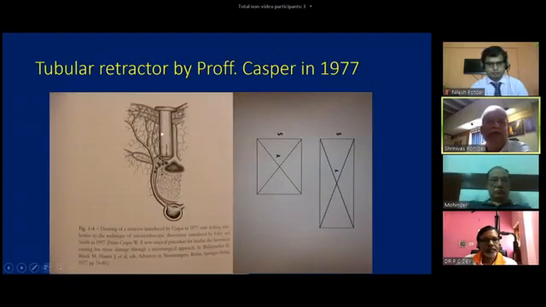Now this is the tubular retractor. This is the basics of the endoscopic system. In every endoscopic system, whether it is tubular, fixed tubular, mobile tubular, or far lateral, you need a tube to retract the muscle. This was mentioned by Caspar in 1977. This is the tube which he used to retract the muscle and reach the lamina.